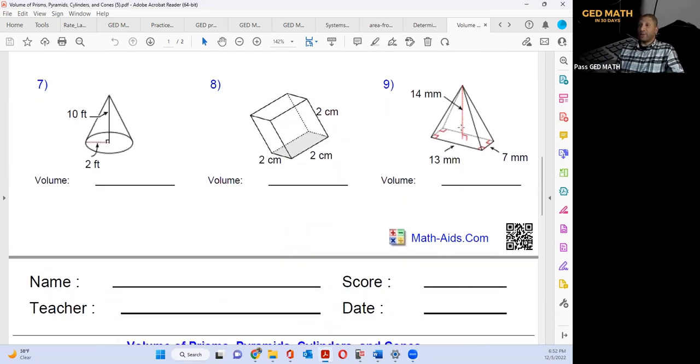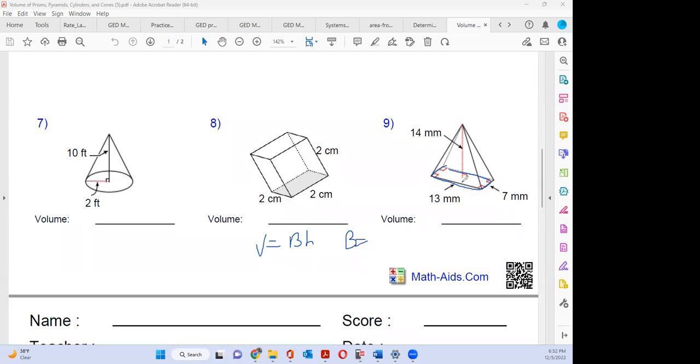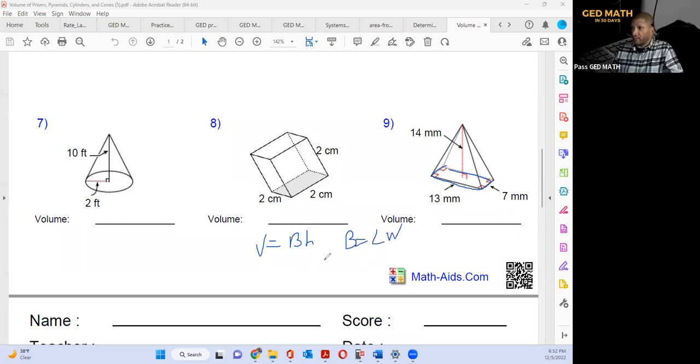Again, look at number 9. Okay, number 9. So all we're doing, the area of the base, which is that rectangle. So the volume equals B times H. B for this base is length times width. So this becomes volume equals the length times width times the height. It's coming to a point at the top, so we divide by 3.